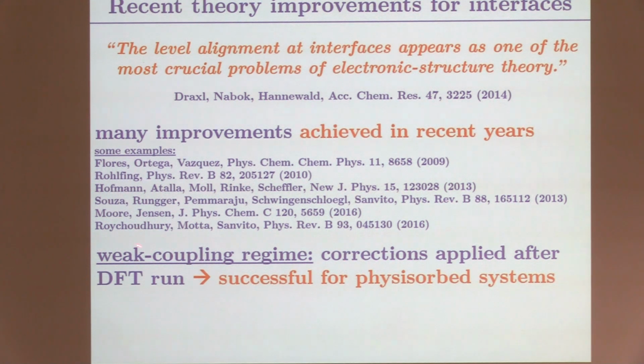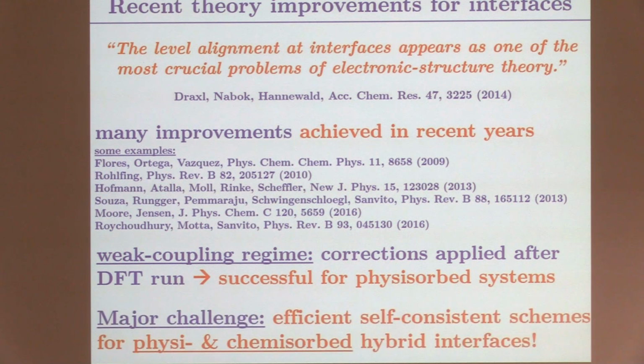Now, in the weak coupling regime, if I only have physisorption, that has been very successful, because then I can do a non-self-consistent calculation. I can do a correction and don't have to update the charge density, just shift the orbitals according to a correction, making them more accurate. But a major challenge was to come up with an efficient scheme that can do the same for physisorbed and chemisorbed systems. Remember, in chemisorbed systems, we have charge transfer, so I need to update my charge density to compute other properties like work functions.